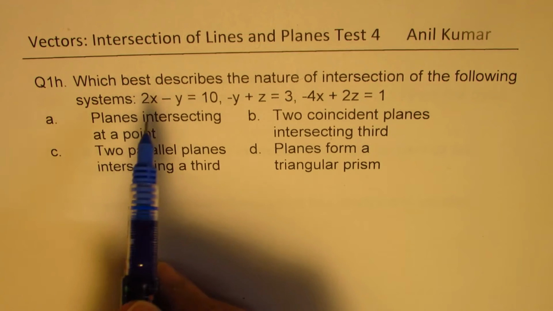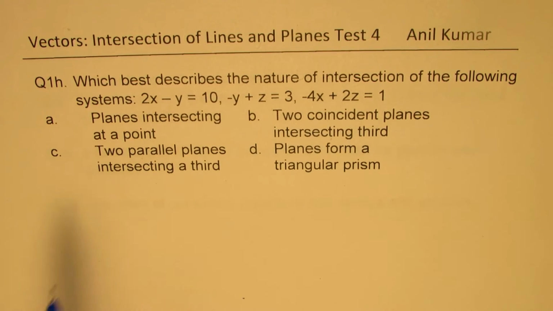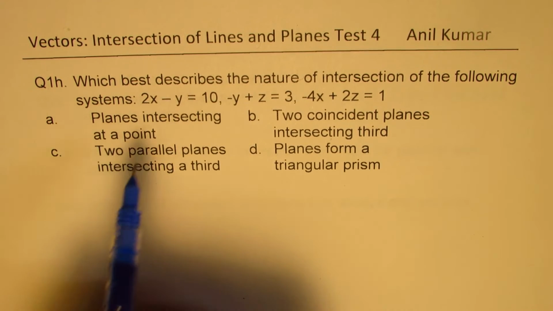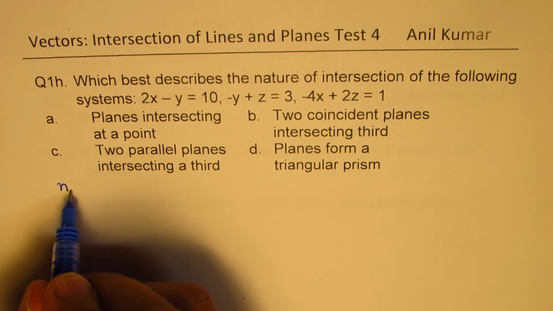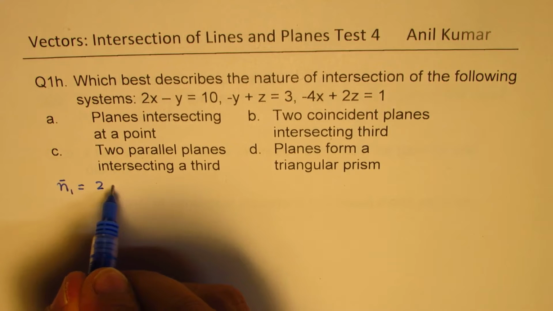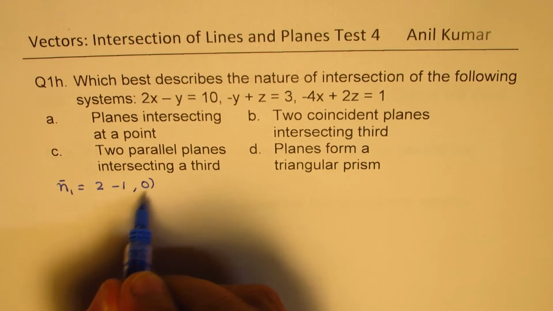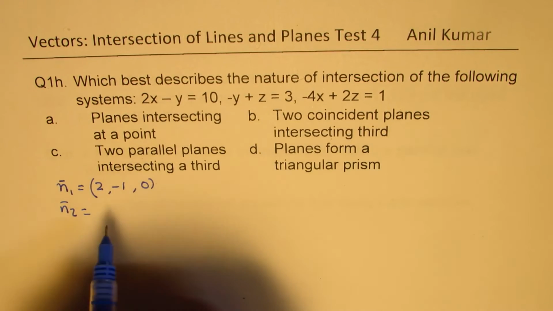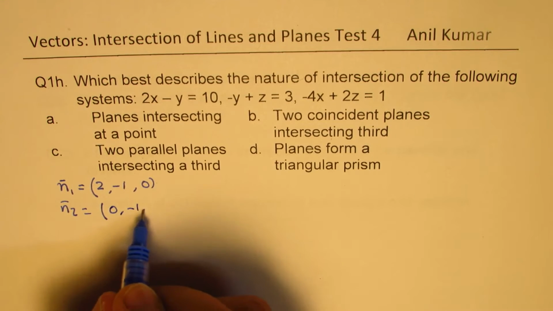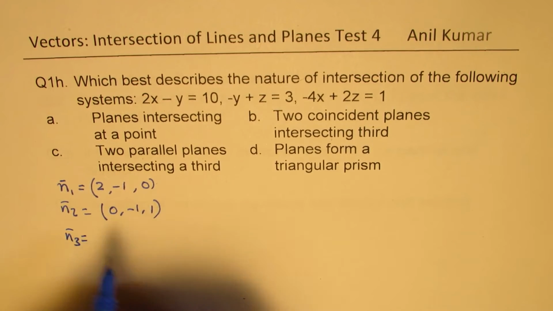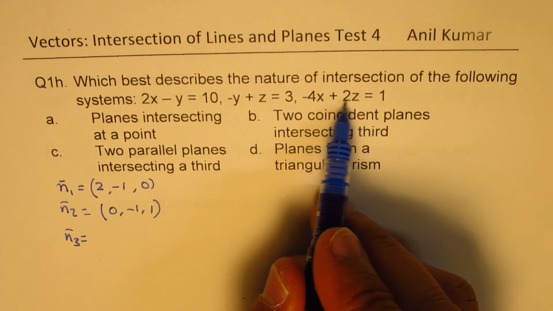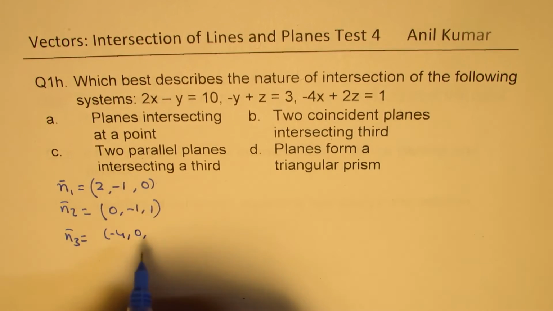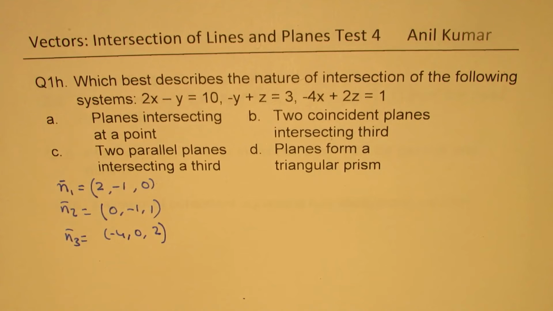Now let's look into the normals. So we could actually solve this also. The first equation is 2x minus y equals 10. So we could write the normal here as n1 equals (2, -1, 0). For n2, minus y plus z equals 3, it is (0, -1, 1), and n3, from minus 4x plus 2z equals 1, is (-4, 0, 2), right? So these are the three normals.